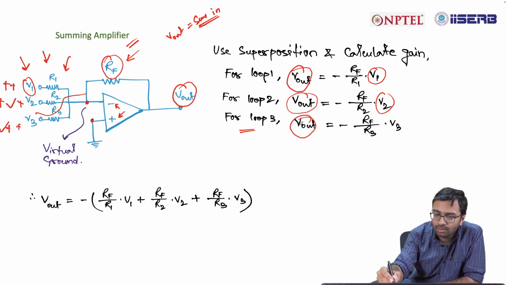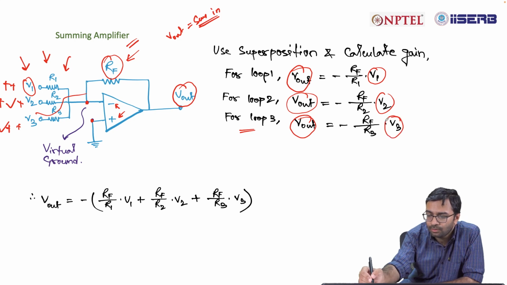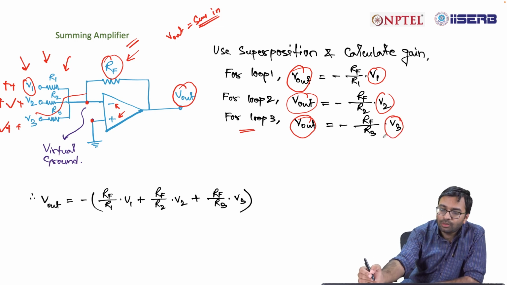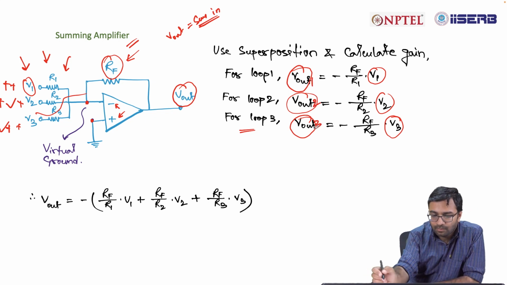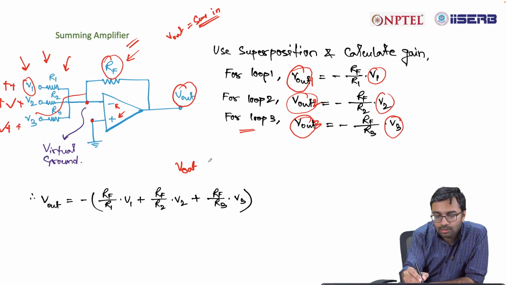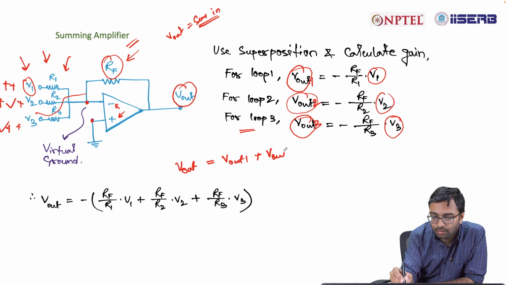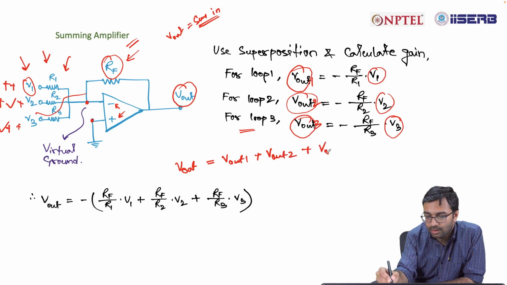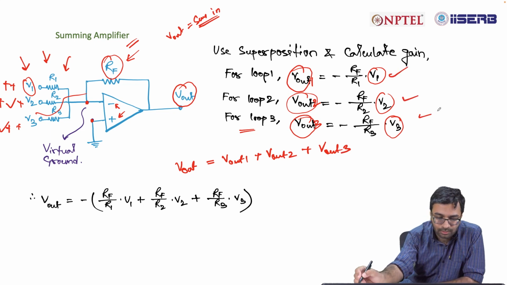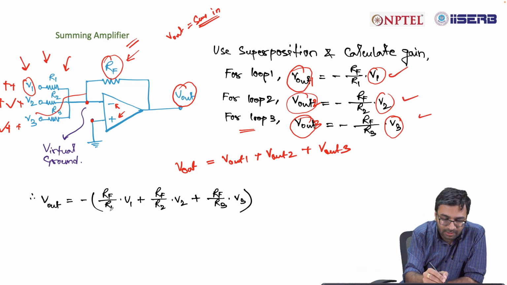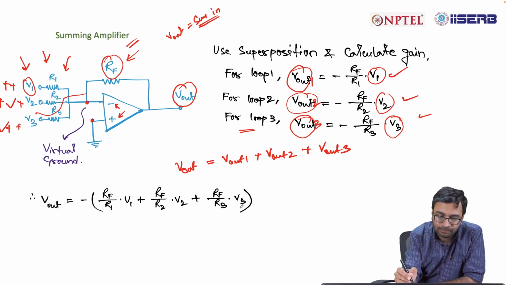In this case, your V out is equal to minus RF by R3 into V3. Now, your total V out, you can consider it V out 1, V out 2, V out 3. Now, your actual V out should be V out 1 plus V out 2 plus V out 3. Now, you just put all these values, you will find this is equal to minus RF by R1 into V1, RF by R2 into V2 plus RF by R3 into V3 according to superposition theorem.